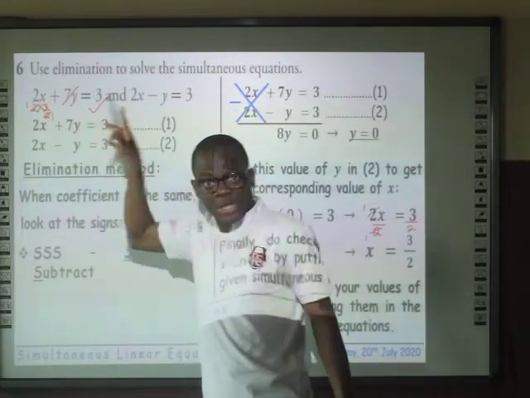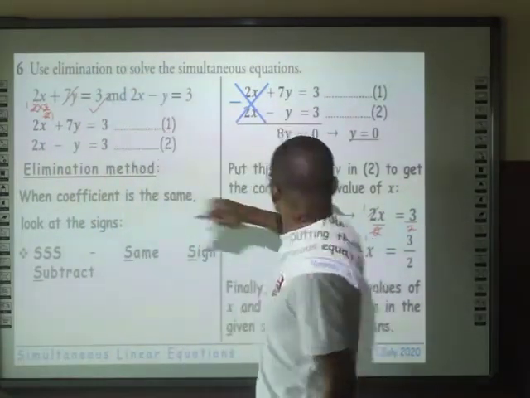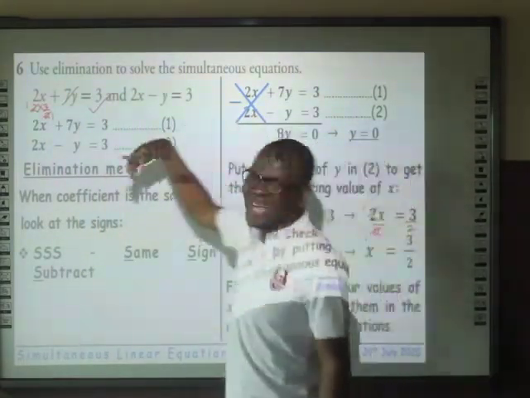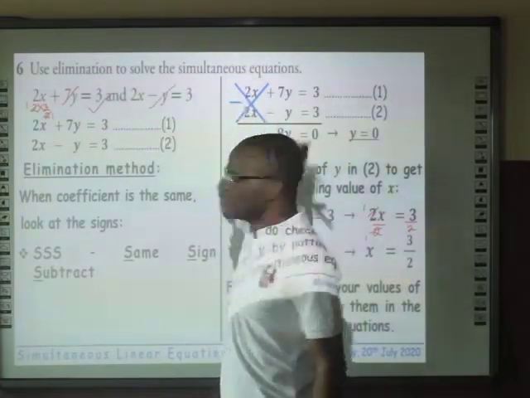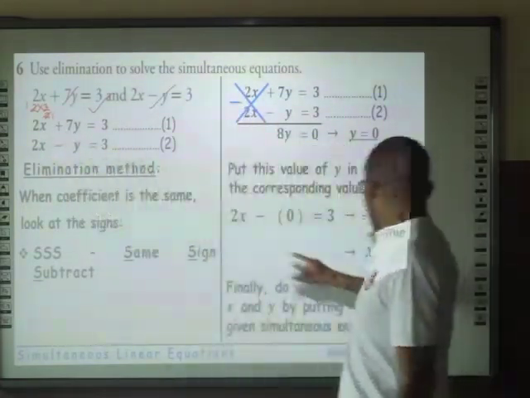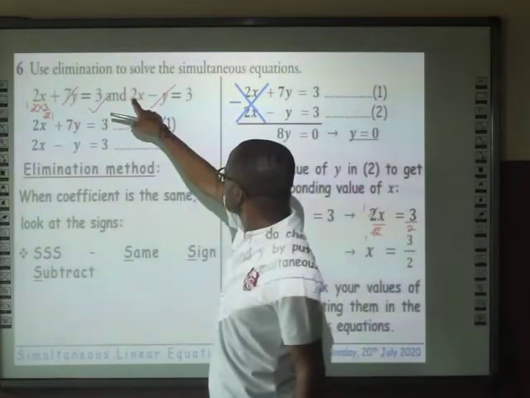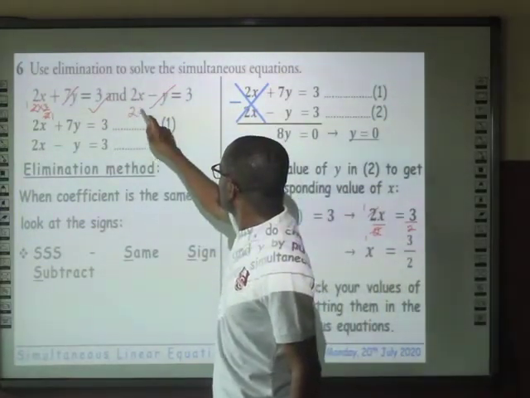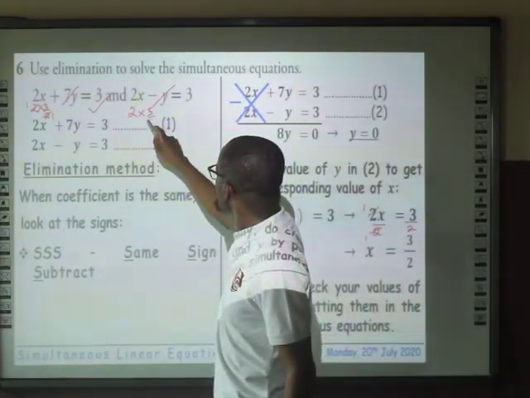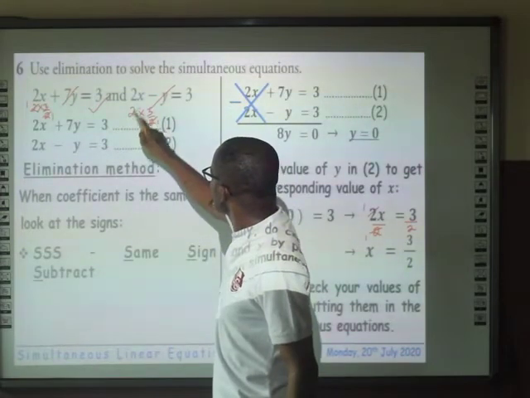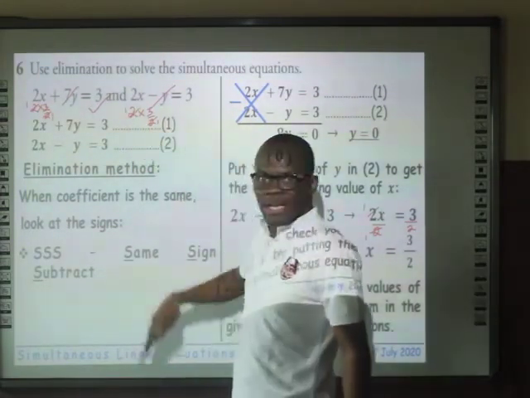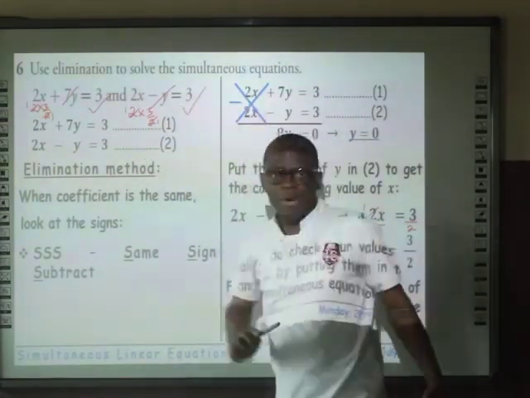Let's just do a quick check as well for equation number 2. Y is 0, that's easy, it means that bit goes. No problem at all. But x is 3 over 2, so you have 2 times 3 over 2. Again, this 2 cancels that 2, and you're left with 3. So it's indeed correct for equation number 2.